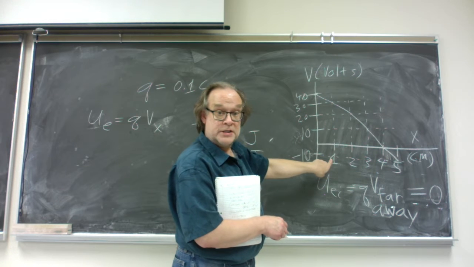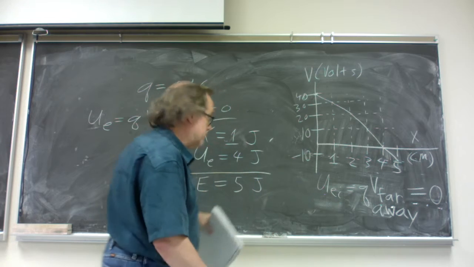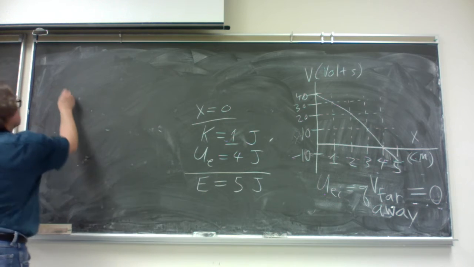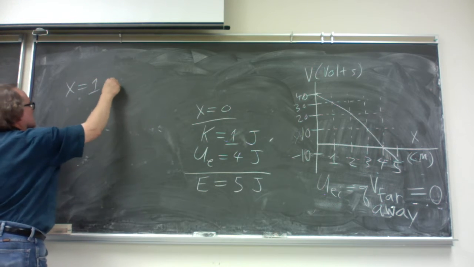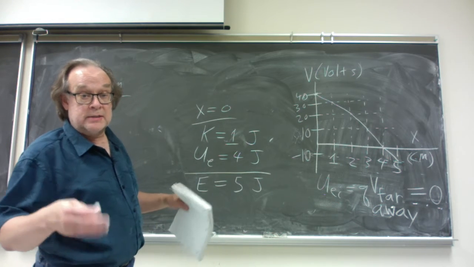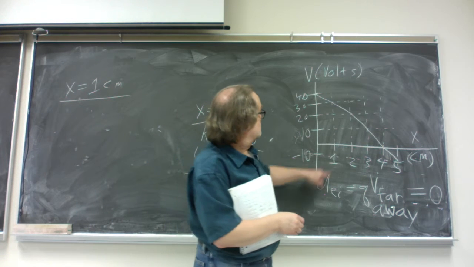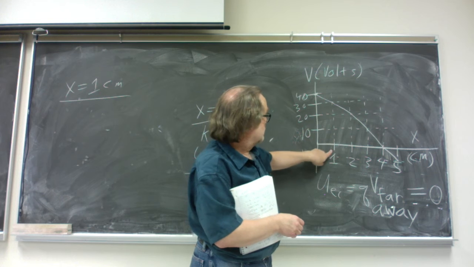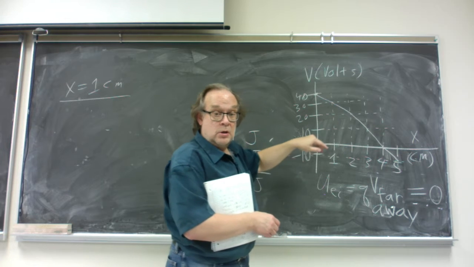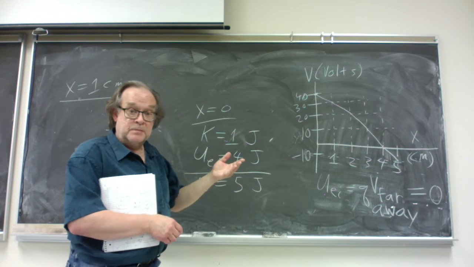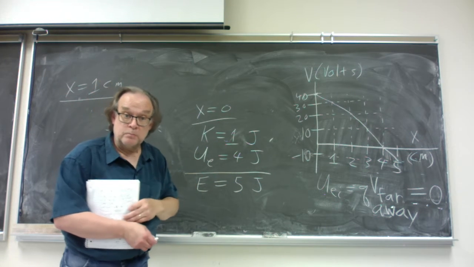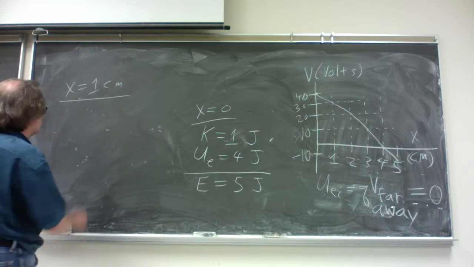So we gave it a kick and it starts moving to the right, and then after a little while it's now at the 1 centimeter mark, and things are a little bit different. At the 1 centimeter mark, let's start with potential energy in this case. Potential energy is still potential times charge, and at the 1 centimeter mark, potential is 30 volts. So 30 volts of potential times 0.1 for the charge gives us 3 joules for the potential energy.